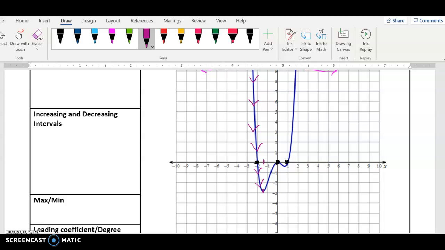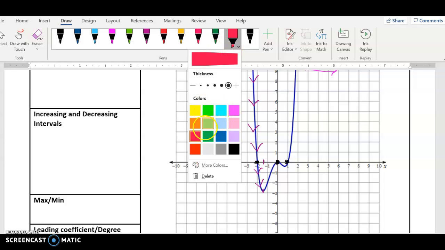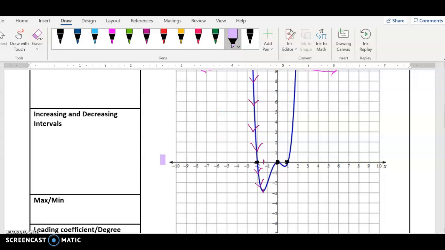So I want to know over what interval is my graph decreasing. So I would say it's decreasing between negative infinity and negative 1.5. That's the interval over which my graph is decreasing. So I'm going to say decreasing interval, always use parentheses, negative infinity to negative 1.5 parenthesis.